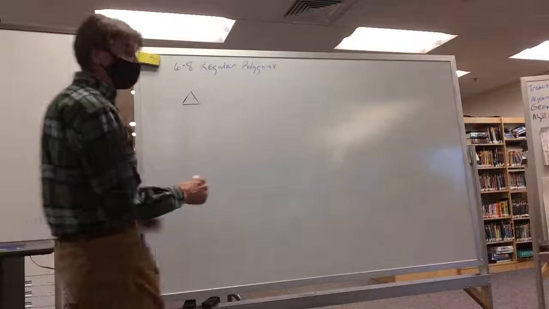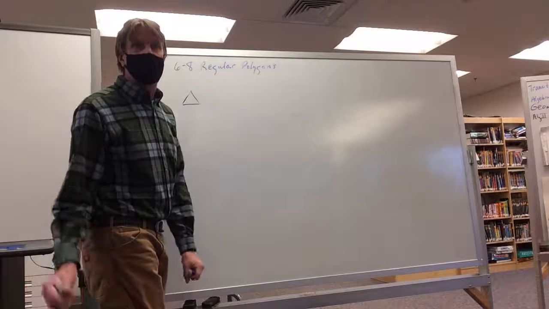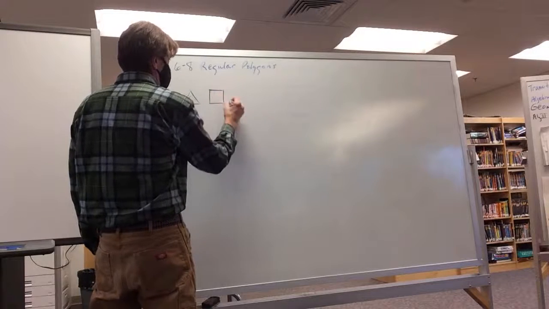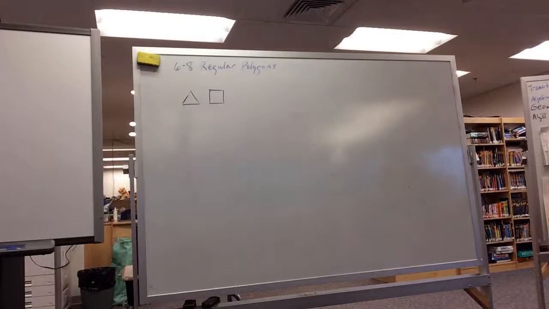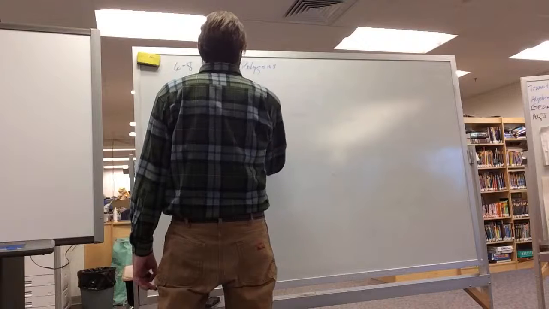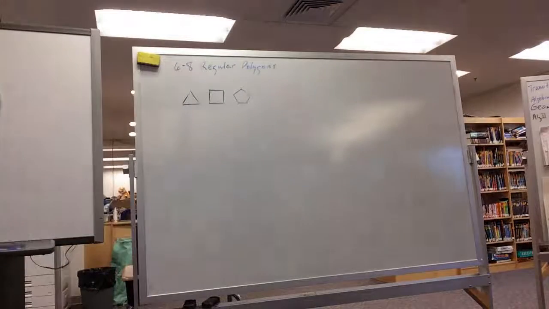If you had a regular quadrilateral, what shape would that be? Square. So how many degrees for each? 90. If you had a pentagon, we got lucky with that one. If it's a regular pentagon, all 5 angles need to be the same measure. What's that going to be? 72. Is it 72? Yeah, just like the starfish, right?